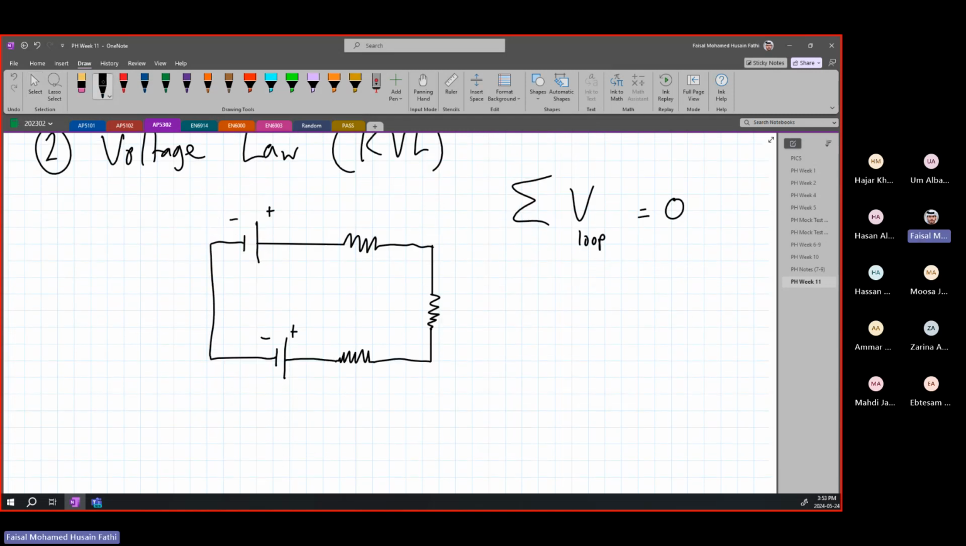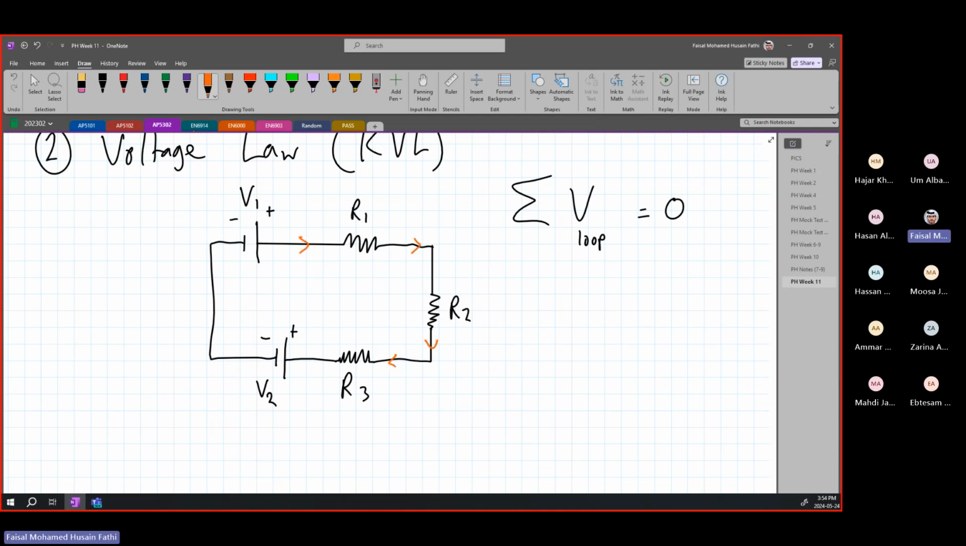Let us give some numbers here. So let's call this V1, let's call this R1, let's call this R2, and let's call this R3, and let's call this V2. Okay? So we have to first assume a direction for current. Assumption, based on you. It doesn't matter which direction, whether clockwise or counterclockwise, okay? So let's say current is flowing in this direction.